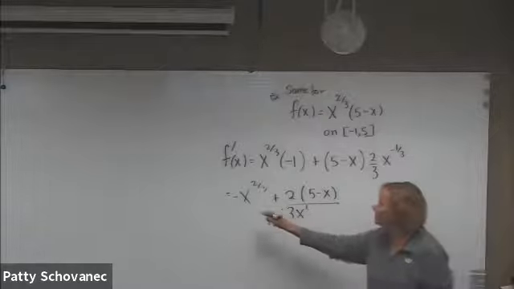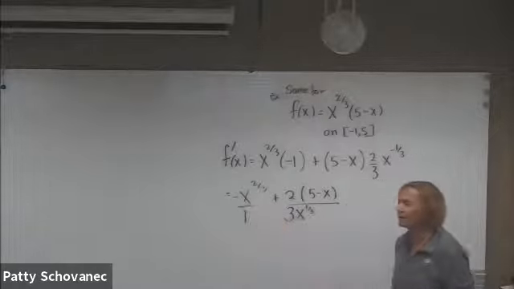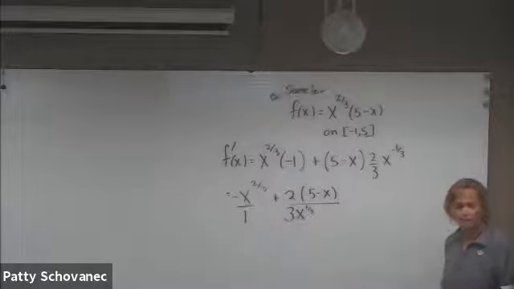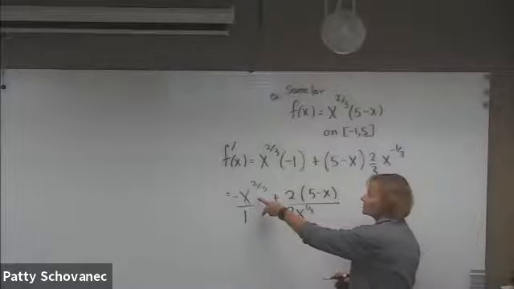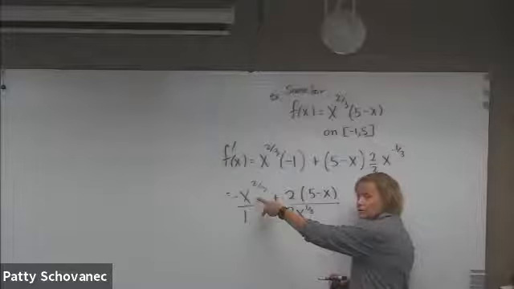And now I'm going to put these two together by getting a common denominator. I'm going to multiply this by 3x to the 1/3 over 3x to the 1/3.